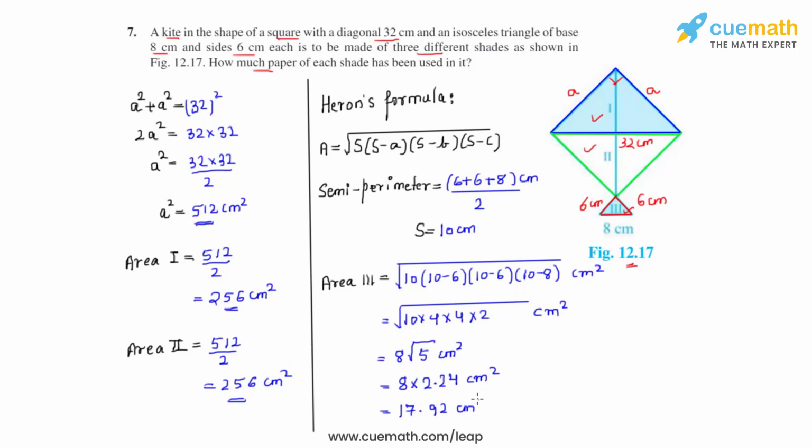So that gives us the area of region 3 to be equal to 17.92 centimeter square. So the answer for this question will be the area of region 1 is 256 centimeters square. Area of region 2 is also 256 centimeters square, and the area of region 3 is 17.92 centimeters square.